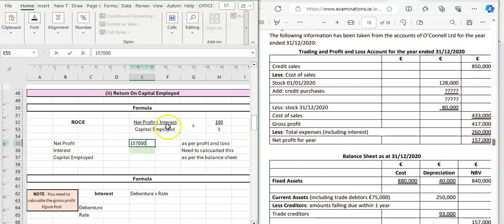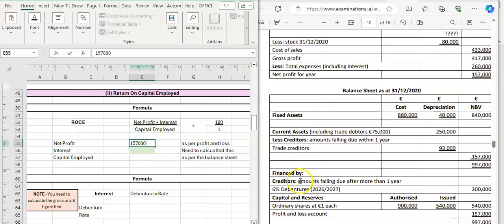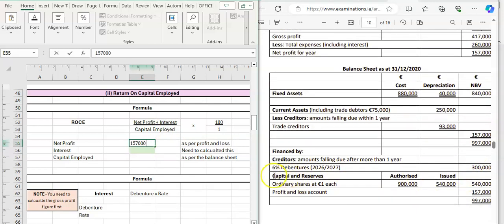We're going to calculate the interest. Your interest is based on your debenture. So it's going to be 300,000 multiplied by 6%. And then your capital employed is your last figure always in your balance sheet. So 997,000.